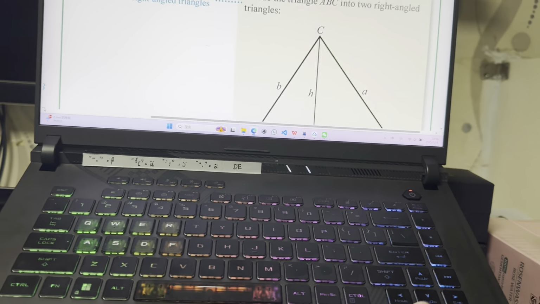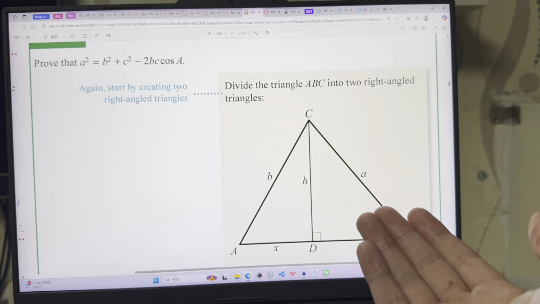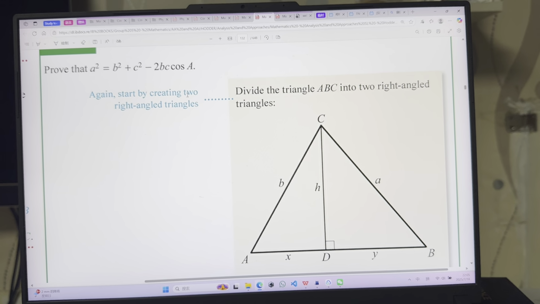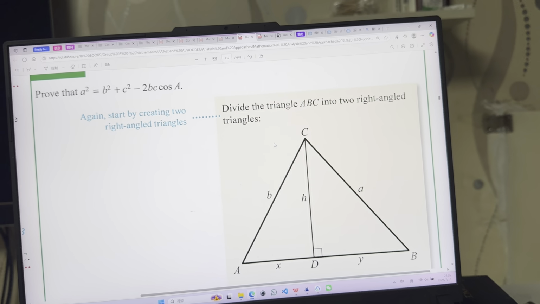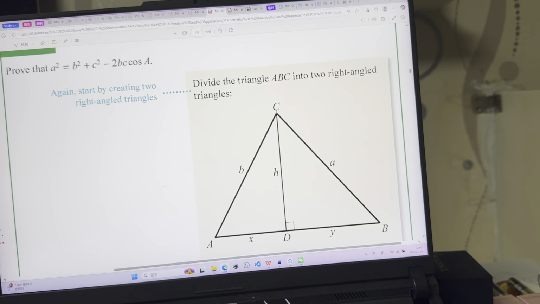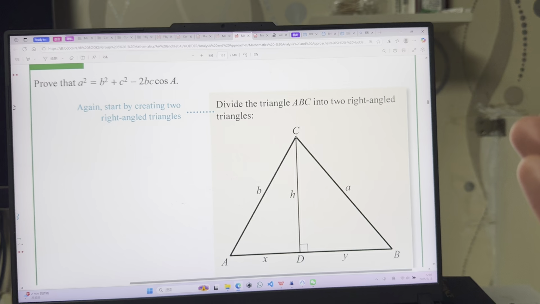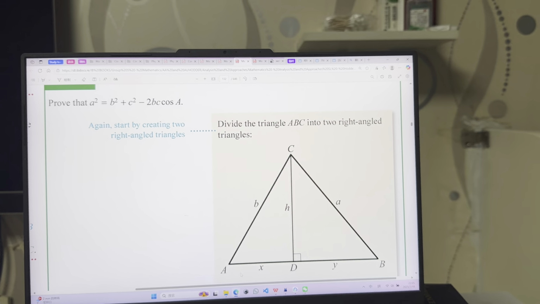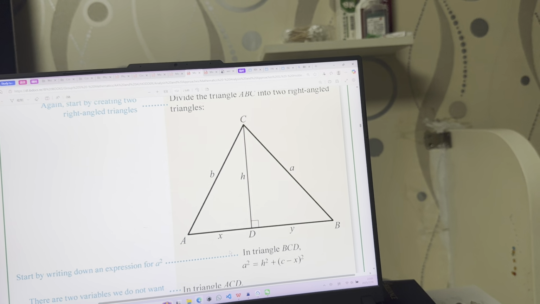So how do you prove it? I have not drawn it. I proved it when I was in grade 9. Grade 9, yeah. How do you prove it? So we do the same thing. Because we want to get cosine A, we can just make a line like that.